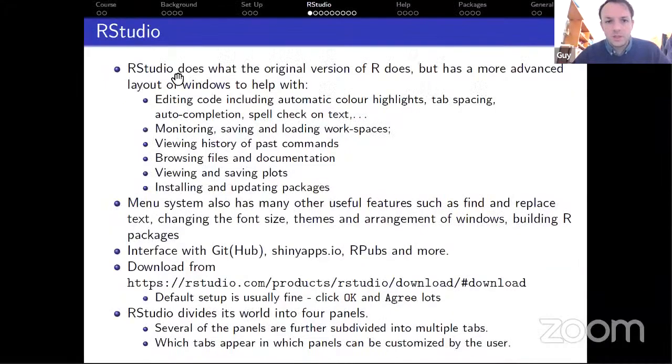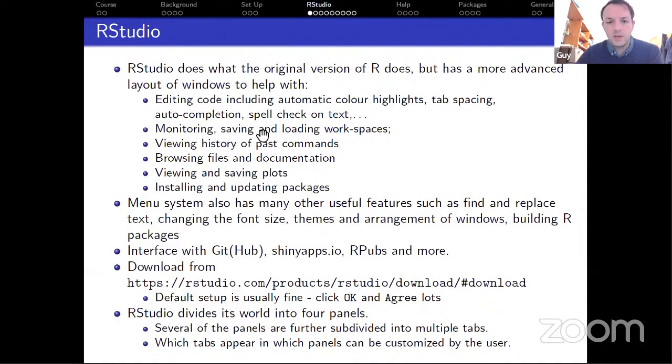Okay, so RStudio does what the original version of R does, but it also has added functionality. It has additional windows that help you to edit code, and when you're writing scripts, you can save your code. There are some very nice features where it will highlight different parts of the code, so you can separate what's between a function and what's between some data, for example. It has nice spacing, some auto-completion, and a spell check on the text. All these things you don't get when you're writing in the R script editor, but with RStudio you do.